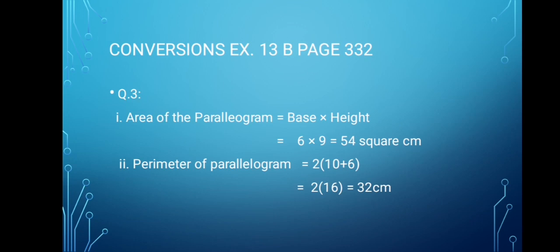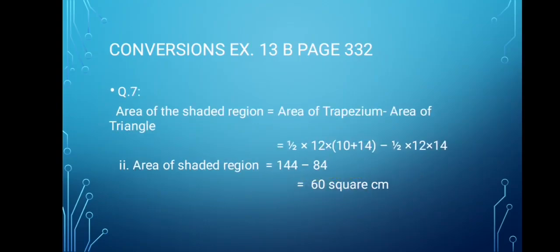Secondly, you have to work out the perimeter of the parallelogram. Either you add all the sides around this figure, that will give you the same answer, or here I have applied this formula: 2 times the sum of the two adjacent sides. So 2 times 10 plus 6, and this will be 16 into 2, and that is going to be 32 centimeters. So the perimeter of the parallelogram is 32 centimeters.